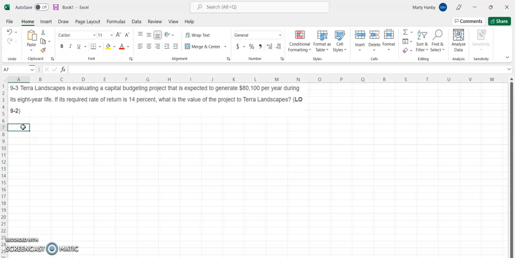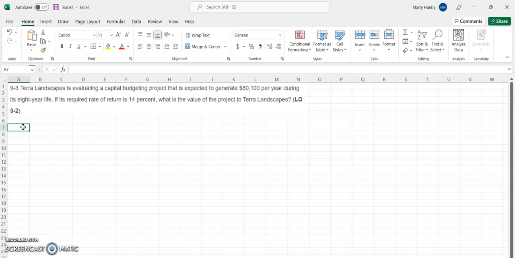Okay, this is problem 3, chapter 9 from CFIN7. We're going to do the problem in Excel, and then we will do it on the BA2 Plus Professional.